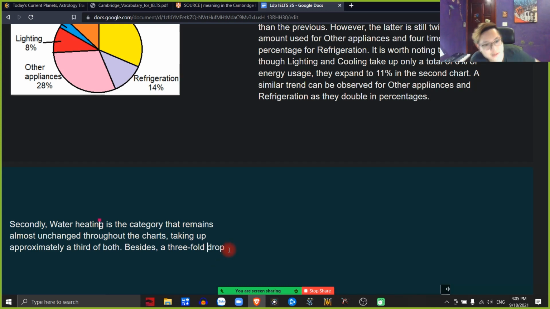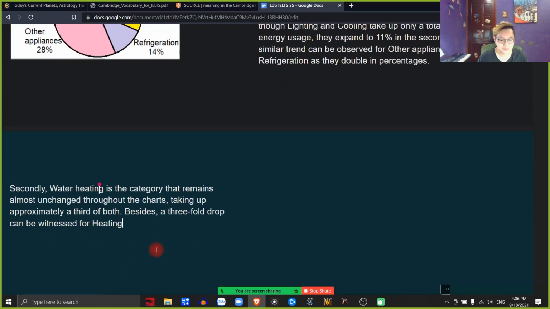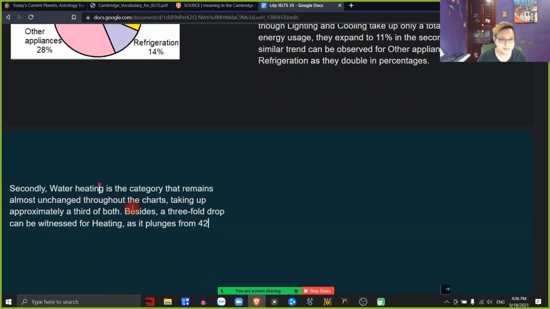A threefold drop can be witnessed. Besides, a threefold drop can be witnessed for heating, as it plunges from 42% to 15%.